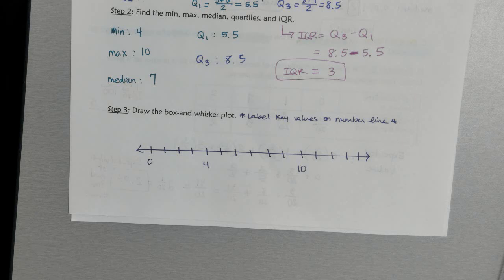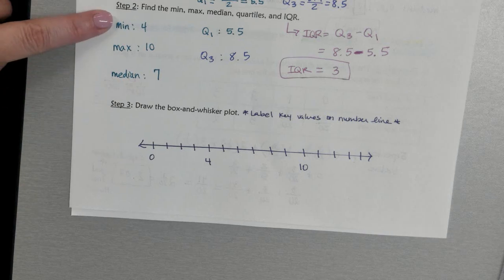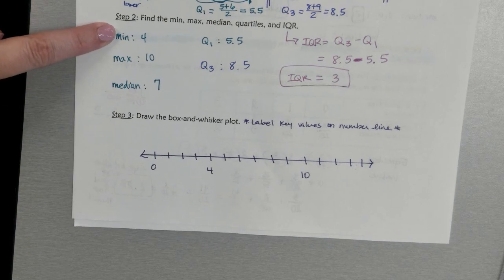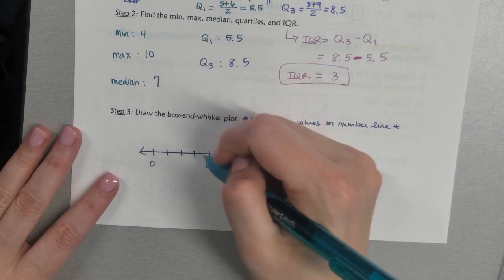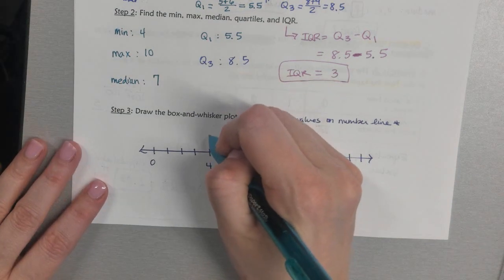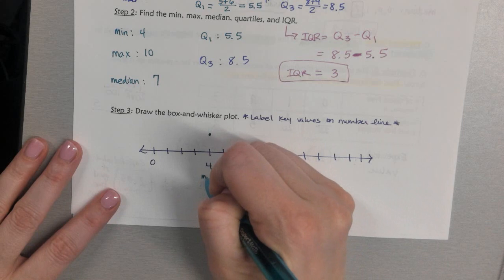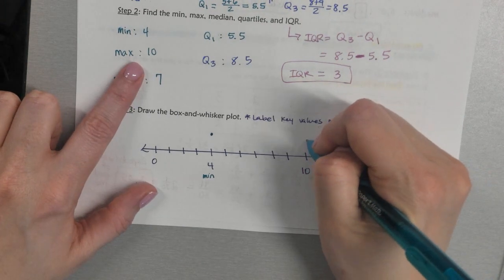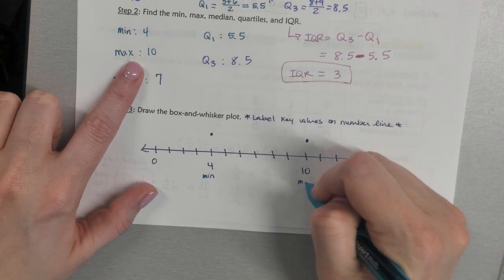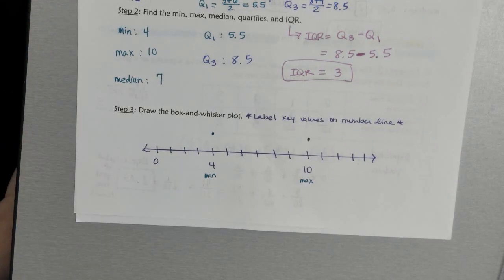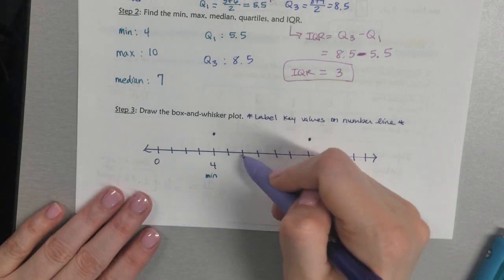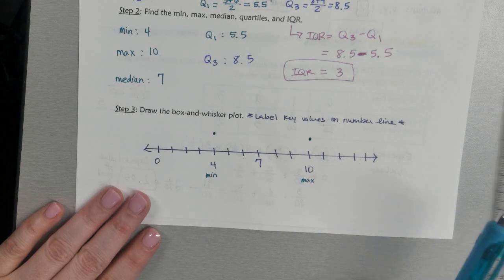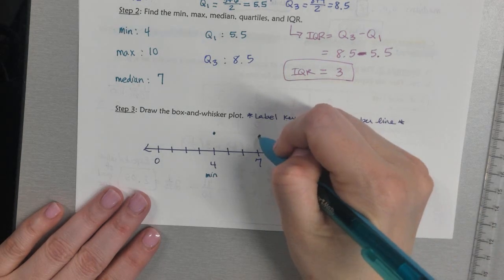Okay, so once you have your number line, when I say label the key values, that's going to be what we found in step 2. So I start by putting my points on there, so the minimum is 4, so make sure you label 4. Okay, that's your minimum value. Okay, your max is 10. Okay, and then your median is 7, so here's 5, 6, 7. Go there.